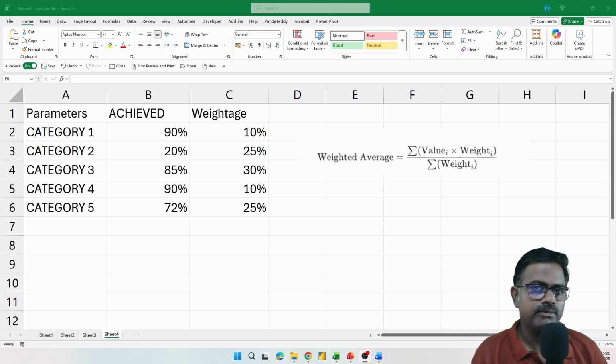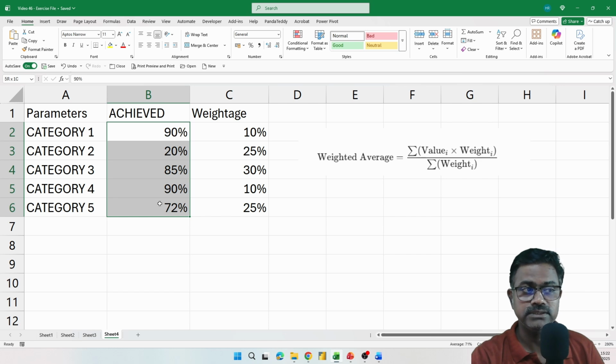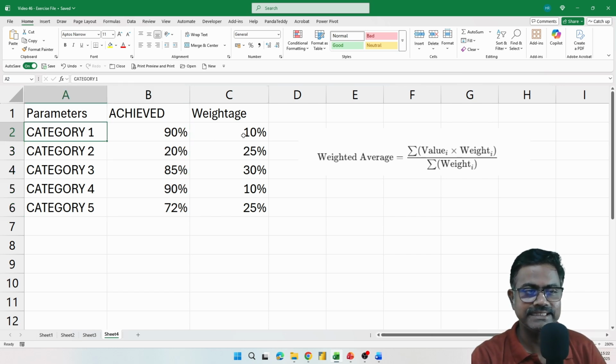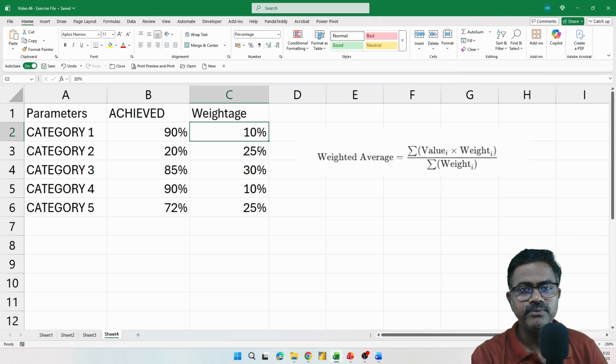If you see here, I'm trying to measure the average performance of the person. I have 5 different categories under which I am measuring the performance. For each category, I have shown how much percentage that person has achieved and what weightage I'm giving for each category. For category 1, the weightage is 10%. For category 2, I'm giving 25%. So each value has its own weightage.